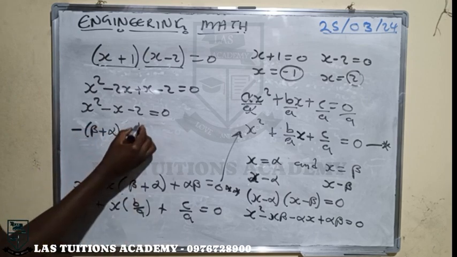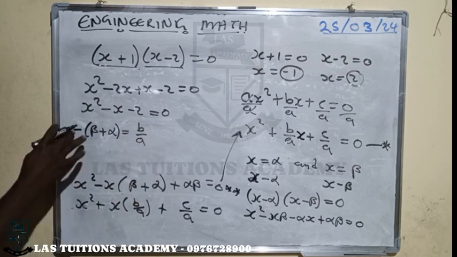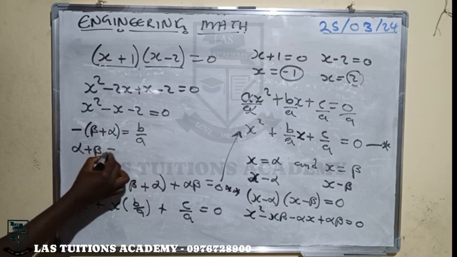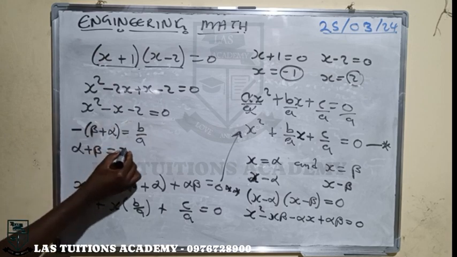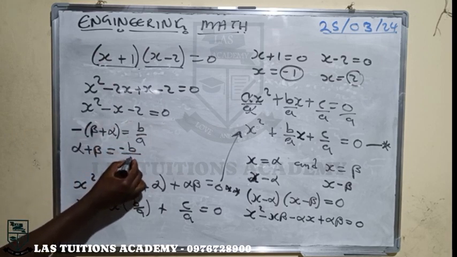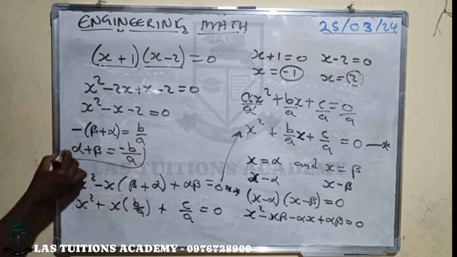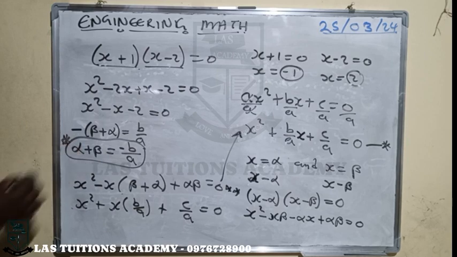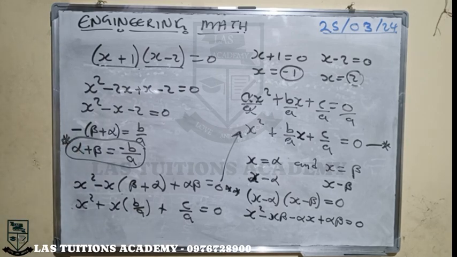When we divide through by negative, we are going to get alpha plus beta is equal to, this negative here will come the other side to give us negative b over a. So this is what we are going to have as the sum of the roots. So whenever you are summing the roots, you are simply getting negative b over a. So negative b over a gives you the sum of the roots.